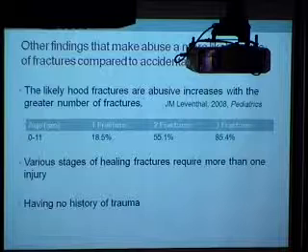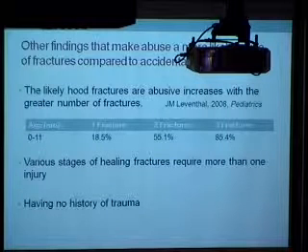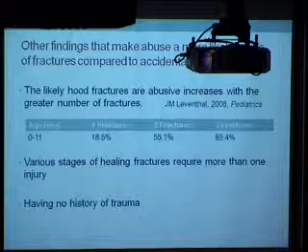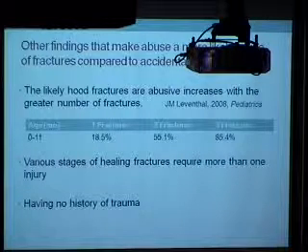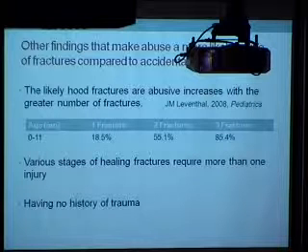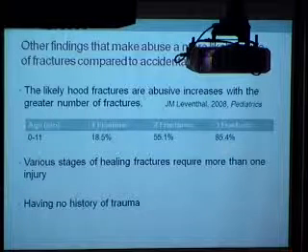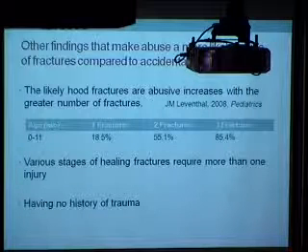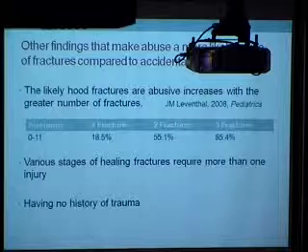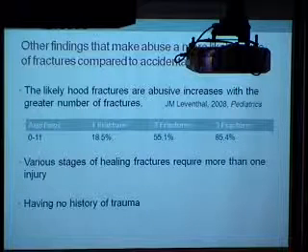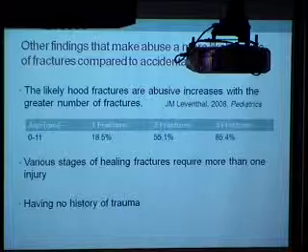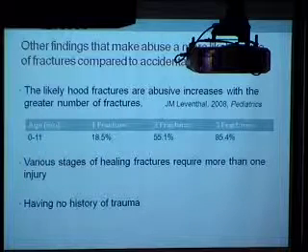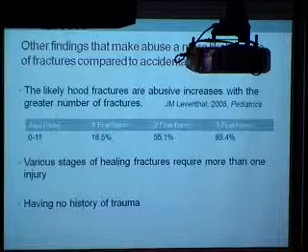Some other findings that might help you consider physical abuse as being an etiology of a fracture. The number of fractures. This was a study that looked at kids up to or just under 12 months of age. The more fractures, the more likely the etiology is abusive injury as opposed to accidental. And again, as I mentioned before, various stages of healing make it more likely that it's abusive than something else like metabolic disease. And then not having any history of trauma. That's also been demonstrated to be associated with abusive fractures.